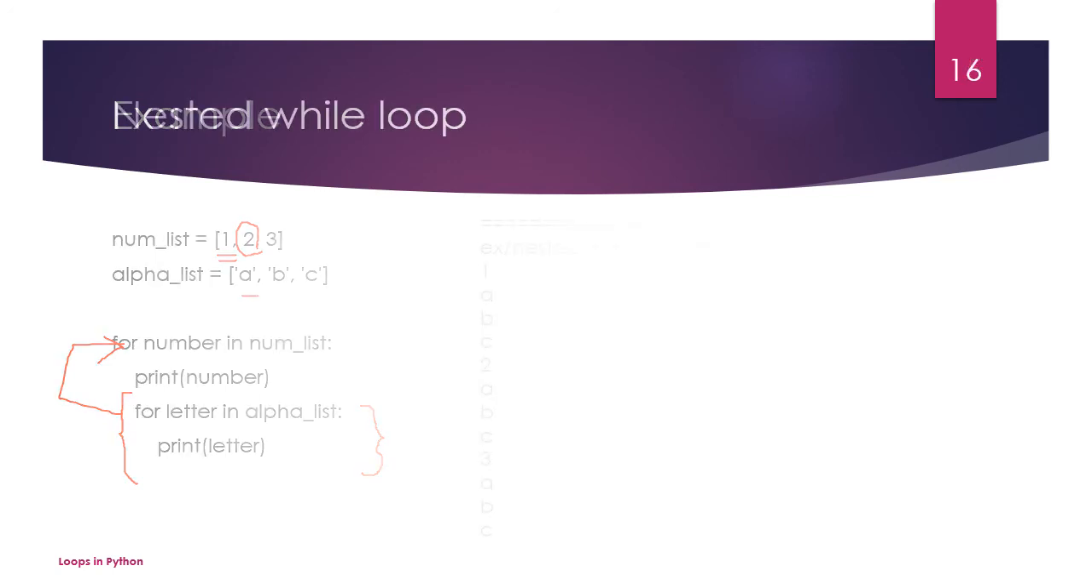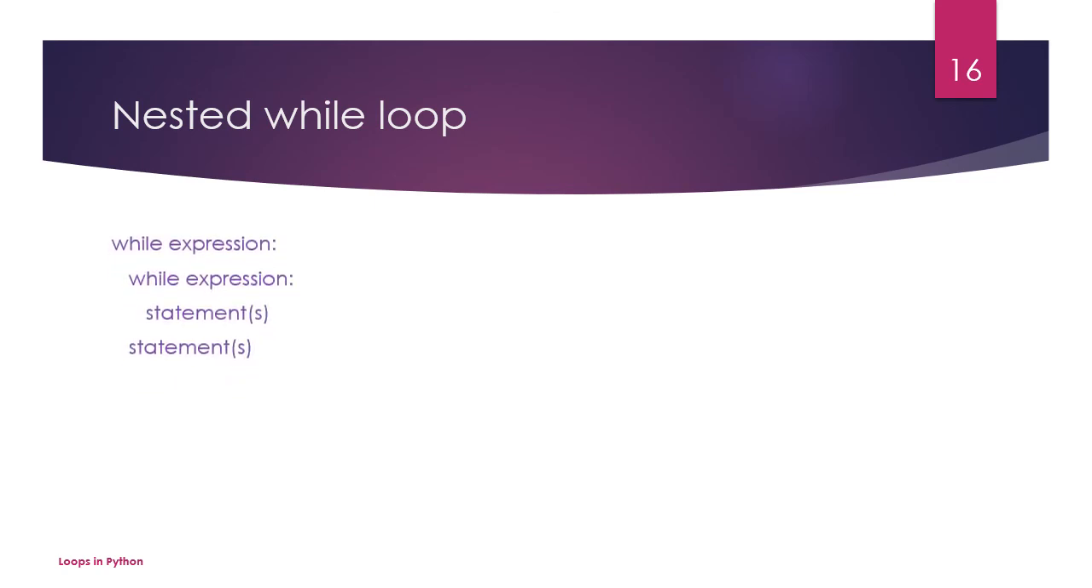Now, how does a nested while loop work? The syntax is as shown here. There will be an outer while loop with a test condition and an inner while loop with a test condition and statements. If the outer while loop test expression turns true, control goes to the inner while loop, and this inner loop's execution will iterate as long as this test condition does not turn false.